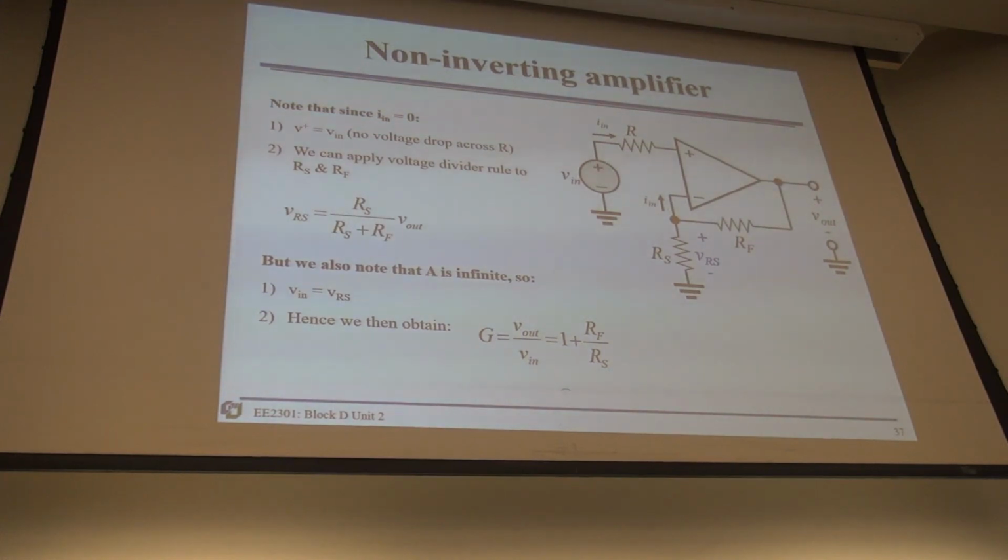So then we see that V in and VRS must be the same. This point and this point must be the same because the difference between them is nanowatt. You agree? Because the difference is nanowatt, the voltage at this point, look at my red dot, must be the voltage at this point, must be the voltage at this point. So V in equals VRS. So that is this equation, okay?